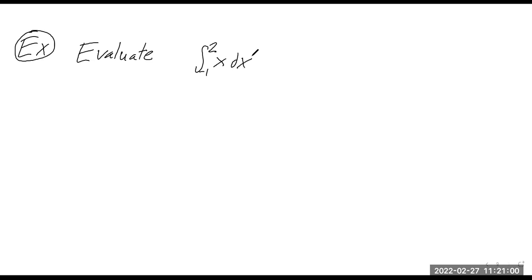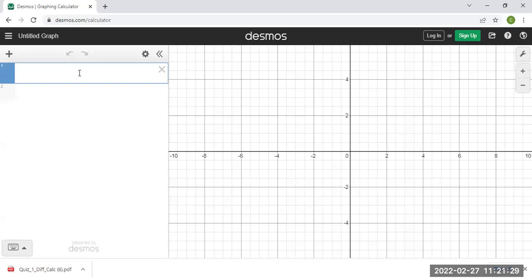So we're going to evaluate the integral from -1 to 2 of x dx. Well, if we have the fundamental theorem of calculus, this is a very simple problem. But in this section, we're doing it in terms of areas. So what you do is you get yourself a handy graphing calculator and you graph the function.